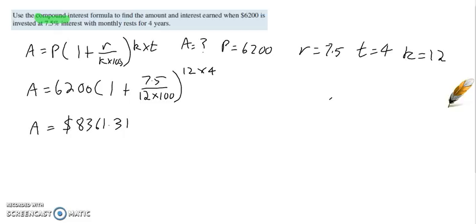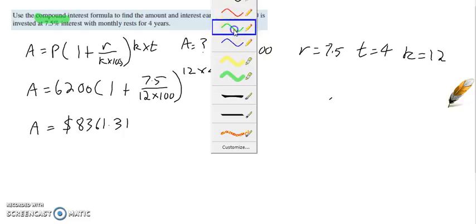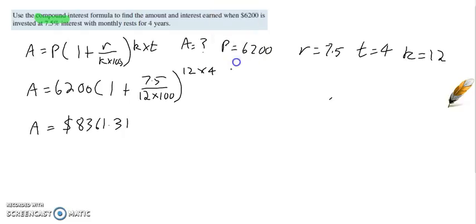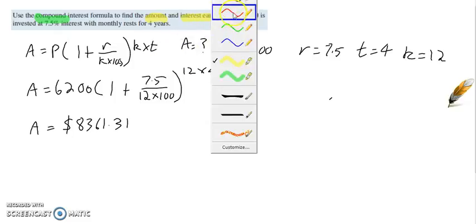A lot of people would have stopped now and gone, yes, I figured out the amount, brilliant. Always, always, always go back and read the question again. Use the compound interest formula to find the amount and interest earned. It's asked us to do two things. It's asked us to find the amount. The second thing it's asked us to do is the interest earned. So we need to figure that out.